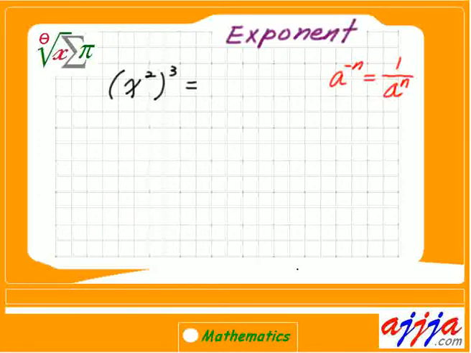So what do you think about this then? Power to the power. x to the second power, then to the third power. You're not going to add this. Be careful. This one, you just multiply. So x to the sixth power, not fifth. We have to be careful on that one.